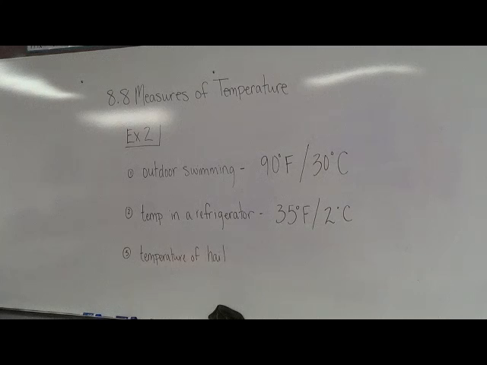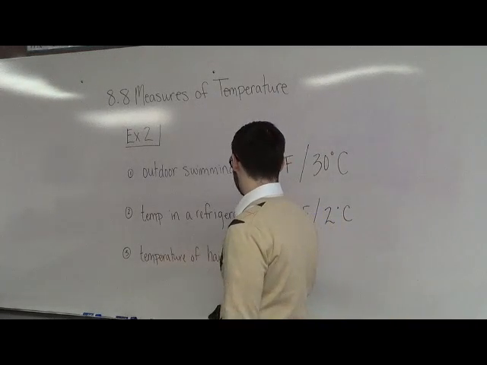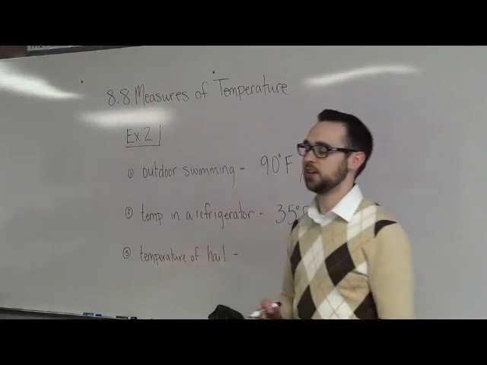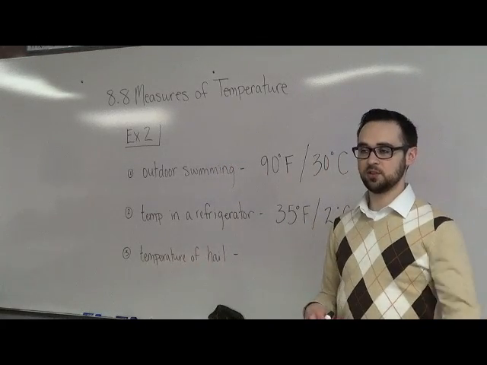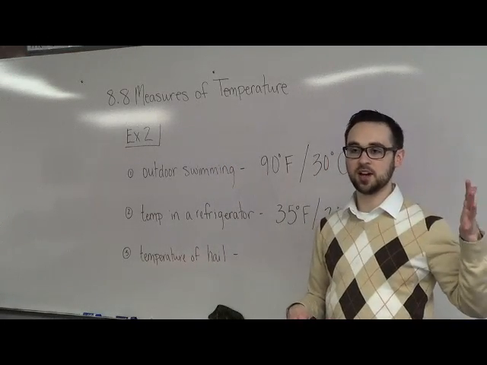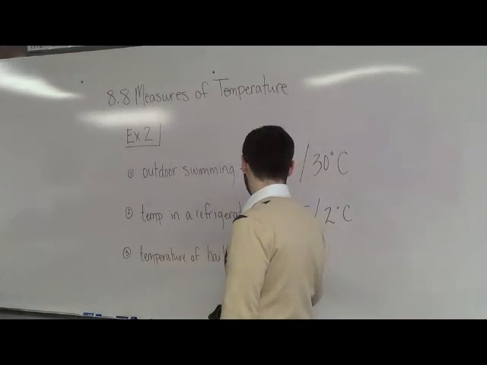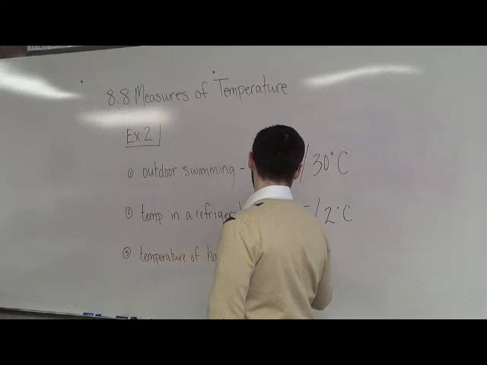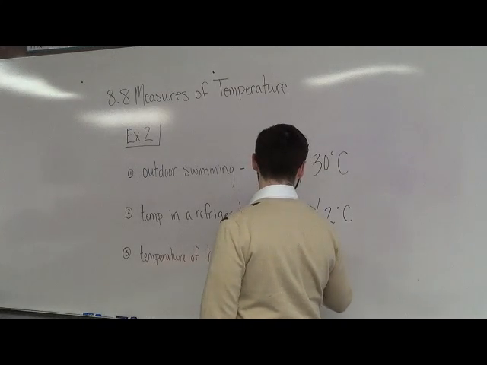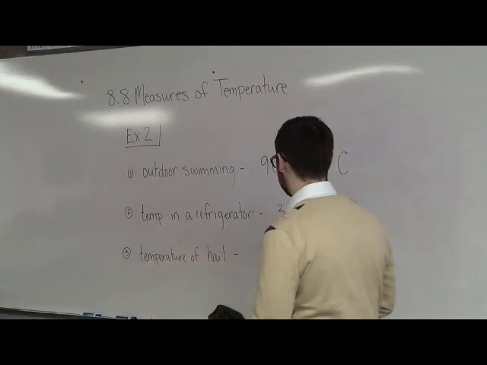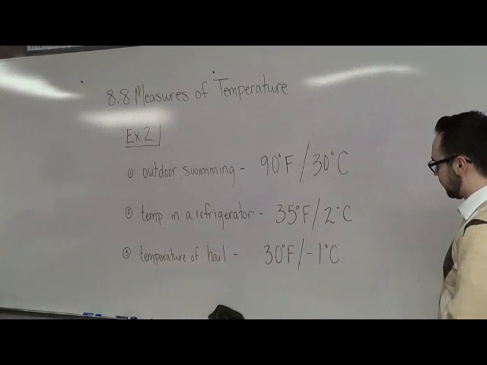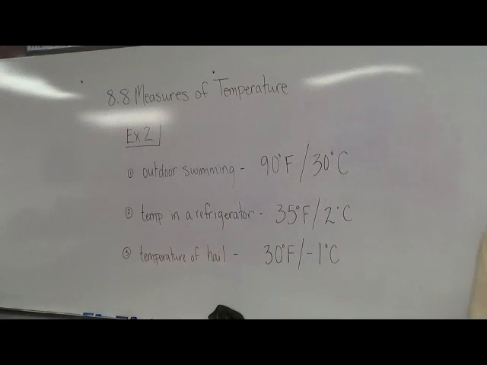And the temperature of hail. It's cold enough that it's freezing, but it's not so cold that it still is precipitating. So as long as something's falling from the sky, that means it's not like negatives Fahrenheit-wise. So this is probably anywhere from like 25 to 30 degrees Fahrenheit, and probably about negative 1 degrees Celsius. So make sure you have those copied down, and we will do the homework tomorrow in class.